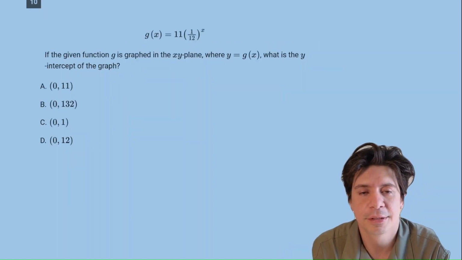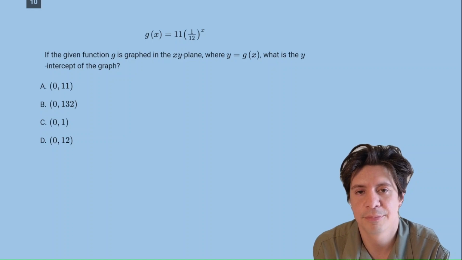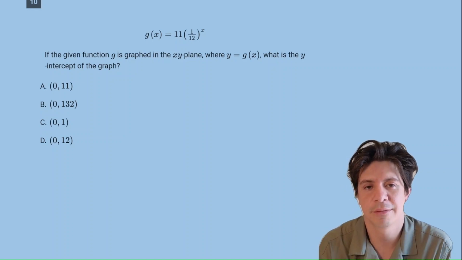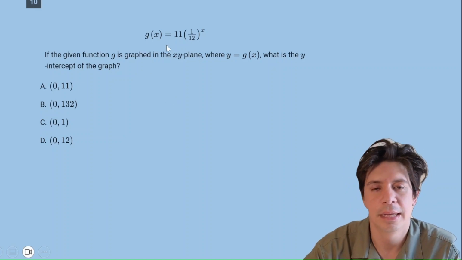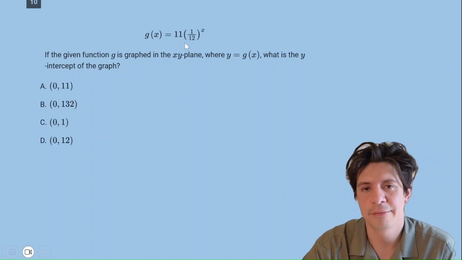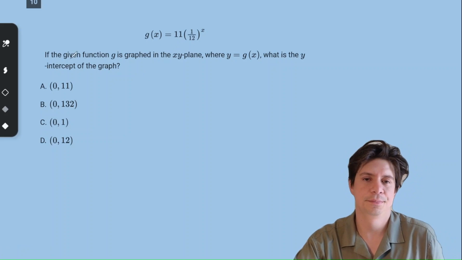So the given function g is graphed in the xy plane, where y equals g of x. What is the y-intercept of the graph? Okay, and then the equation is g of x equals 11 times 1/12 to the x. Okay.